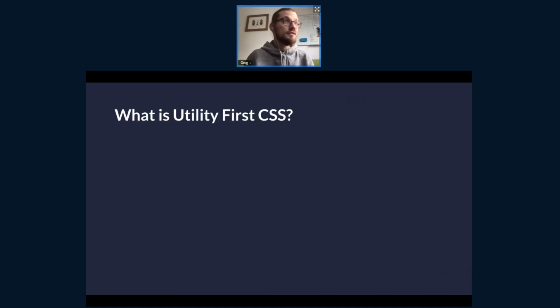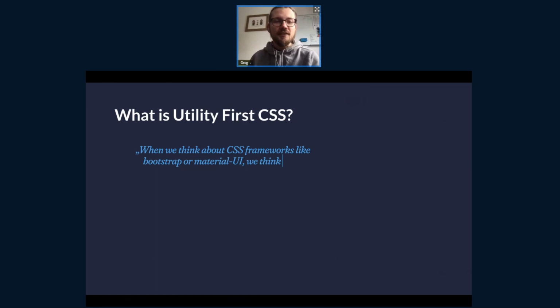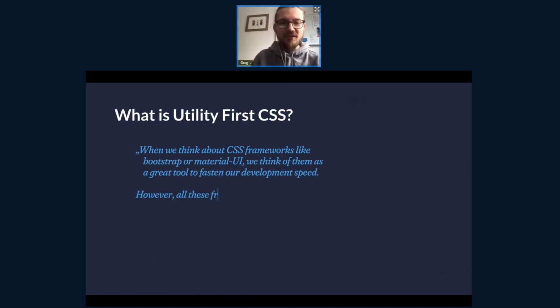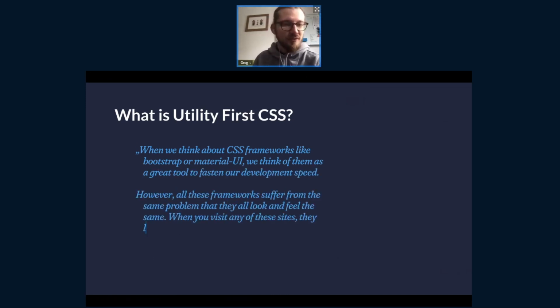Tailwind CSS is a utility-first CSS framework. Why, or what is utility-first CSS? A little quote: when you think about CSS frameworks like Bootstrap or Material UI, we think of them as a great tool to speed up our development. However, all these frameworks suffer from the same problem: they all look and feel the same. When you visit any of these sites, they look like an identical adoption of a popular base.